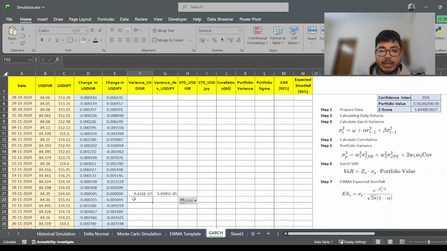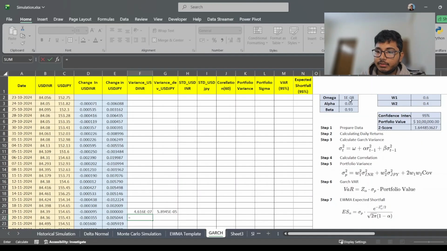Now we are going to calculate GARCH for the next day. We are going to use this simple formula. It tells us that we need to add omega, plus alpha times the previous day's returns squared, which is this, multiplied by this, plus beta times the previous day's variance.